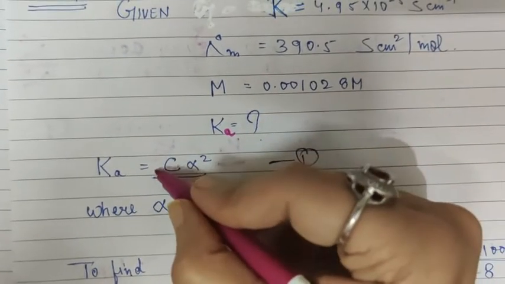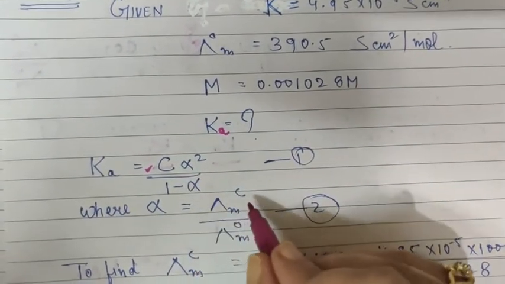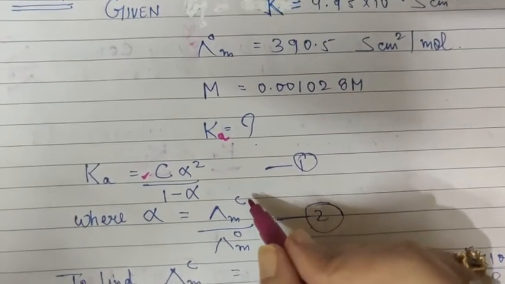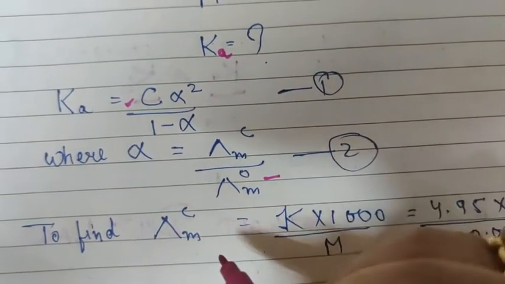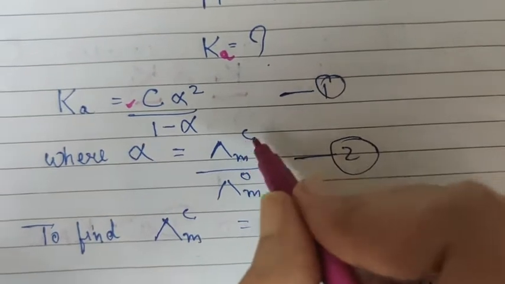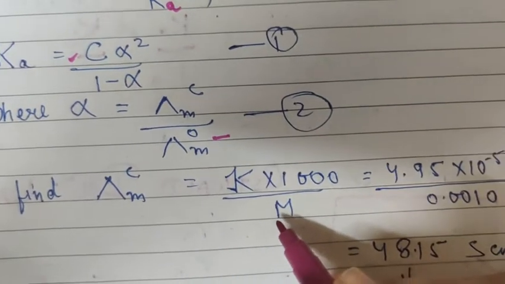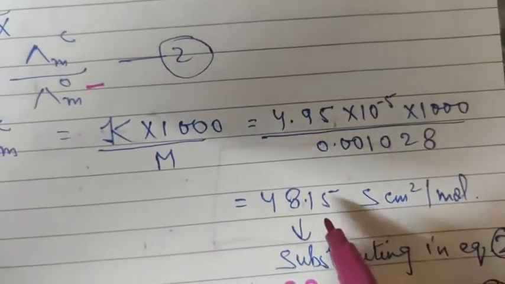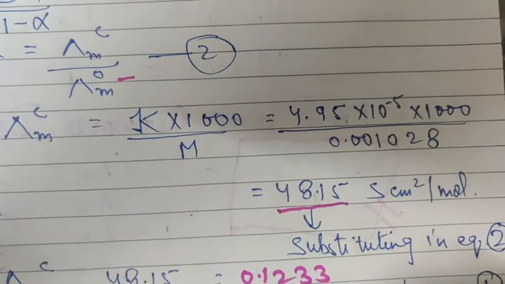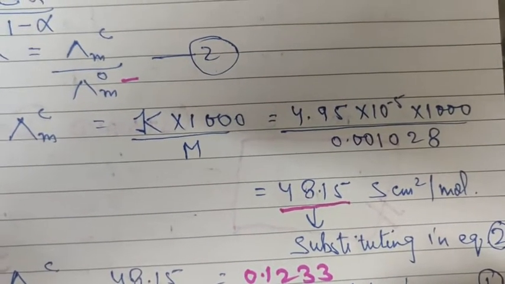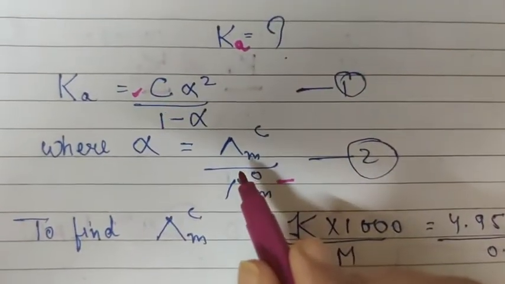Now out of these values, you have C with you, but you do not have alpha with you. And to know alpha, you will need molar conductivity at any concentration upon molar conductivity at zero concentration. This we have given in the question, this we do not have. So this can be calculated with the help of the formula, that is specific conductance into 1000 upon concentration. By substituting the values, you will get the molar conductivity at any concentration as 48.15 Siemens centimeter square per mole. Now if you substitute this value in equation 2, you will get the value of alpha.